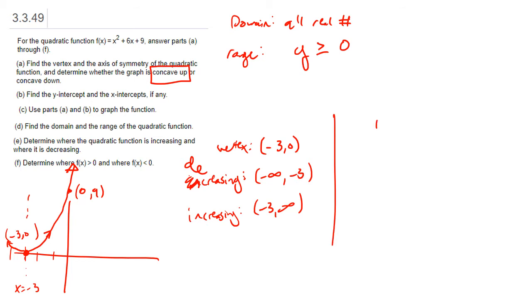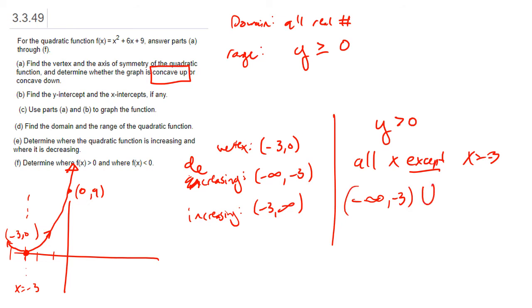Okay. Where is y bigger than 0? All x except x equals -3. At x equals -3, the height equals 0, which means it's not bigger than 0. So we can write this as everything up to -3 union everything after -3, but specifically excluding the value -3.